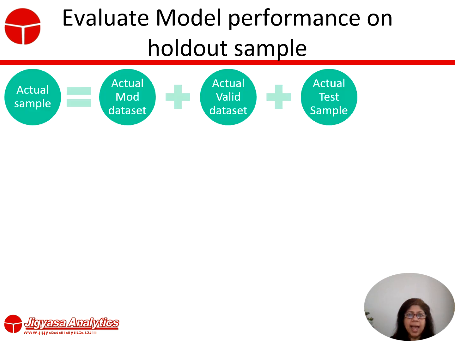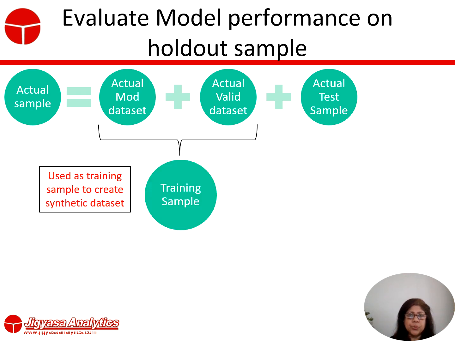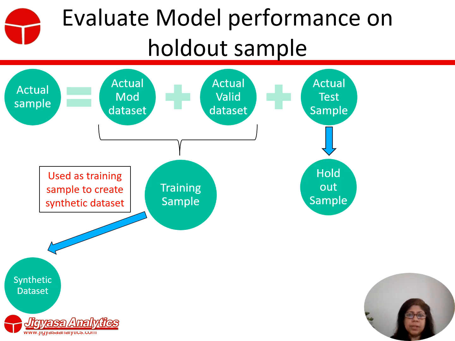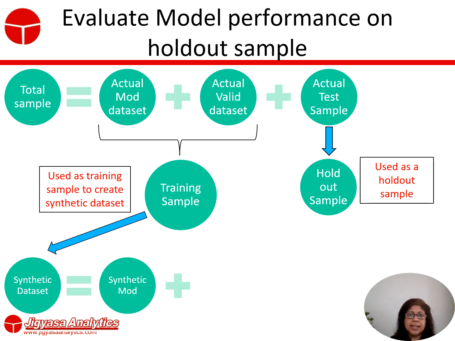Next, we combine the actual modeling and actual validation samples to create a new training sample, and it was this sample that was used to build the synthetic dataset. The original test sample from the actual dataset was used as a holdout sample to evaluate the performance of synthetic datasets. In order to build a model with the synthetic data, we again split the synthetic dataset into modeling, validation, and test samples.